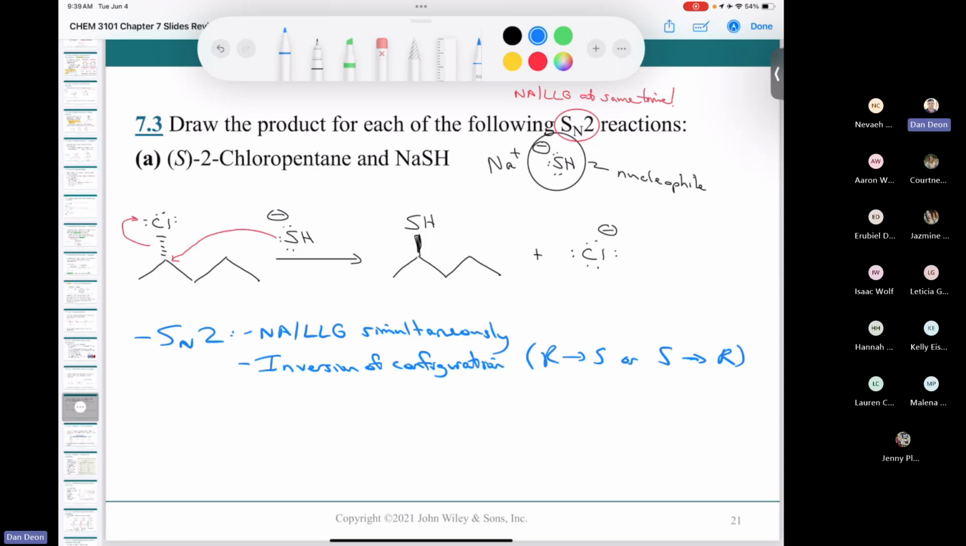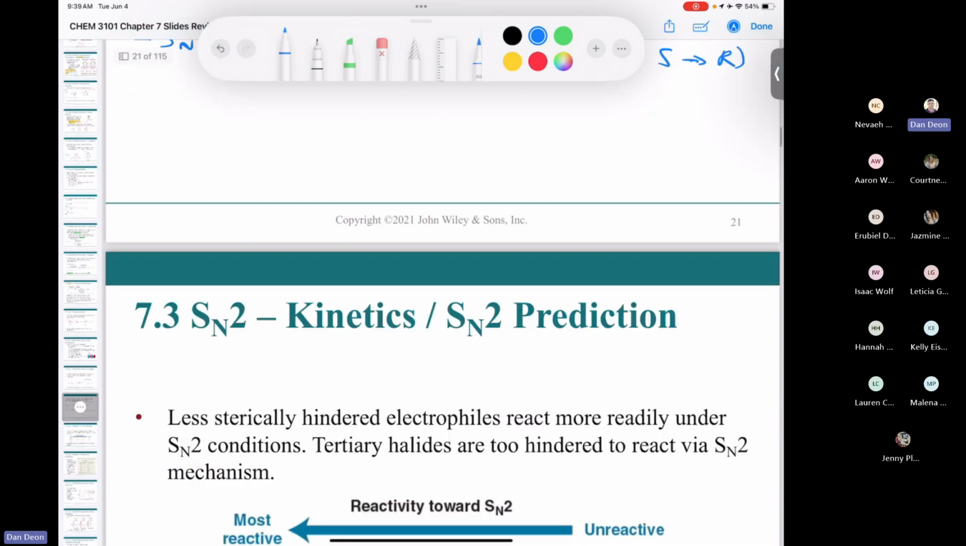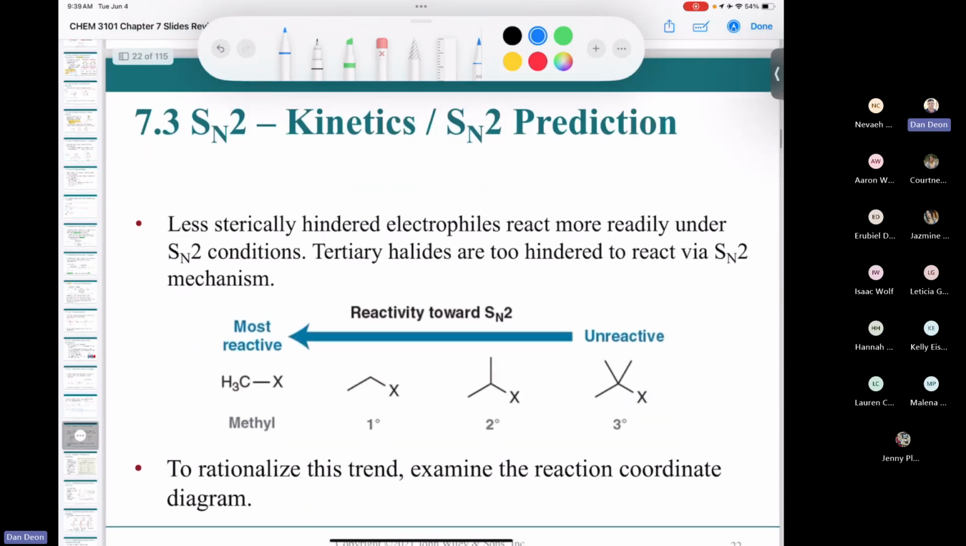All right, so in this particular case, they told us it was an SN2 reaction, but you're going to get to a point where you're able to look at a molecule and say, oh, an SN2 is what's going to occur with this molecule. So let's get into that and see if we're able to find a way to make some predictions as to whether an SN2 reaction is going to occur and how fast that reaction is going to occur. So less sterically hindered electrophiles react more readily under SN2 conditions.